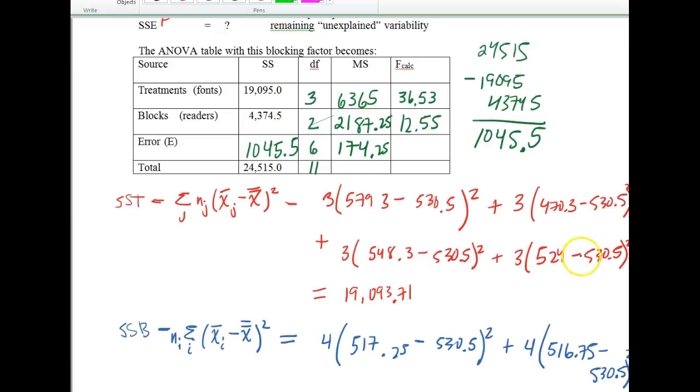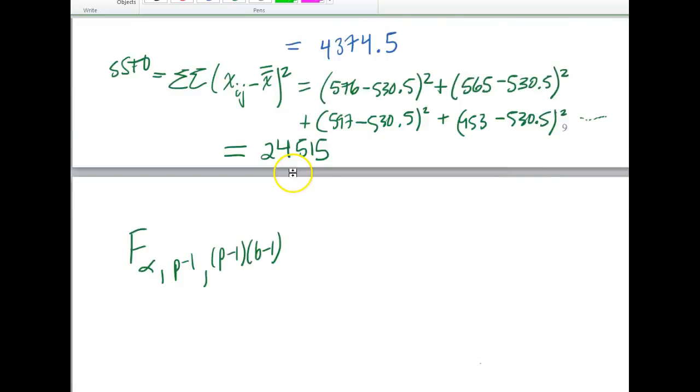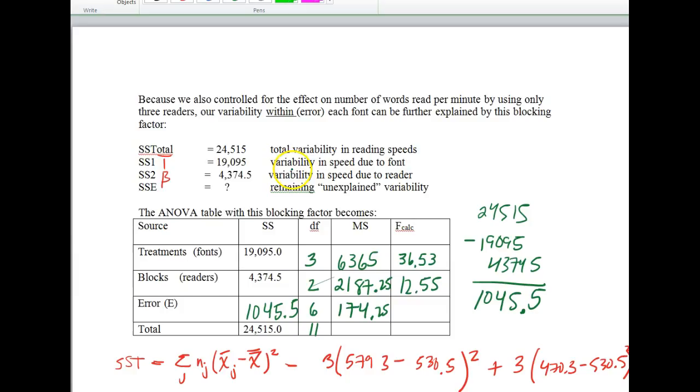The way that we obtain critical values is we go to the F table, and we are going to be looking for an FCrit that is going to be F of alpha, comma, P minus 1, comma, P minus 1 times B minus 1. So let's see if we can find these numbers in that table. So P minus 1, B minus 1.